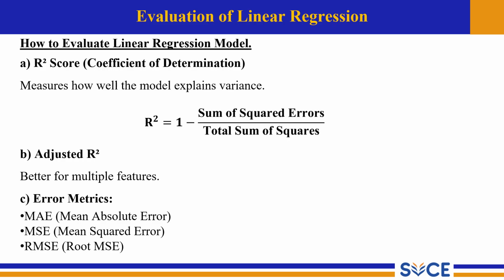The next one is RMSE, root mean squared error. It is just the square root of MSE. It has the same units as the target variable, making it easier to understand. Together, these metrics help us evaluate accuracy, stability, and prediction quality, giving us a complete picture of how well our linear regression model is performing.